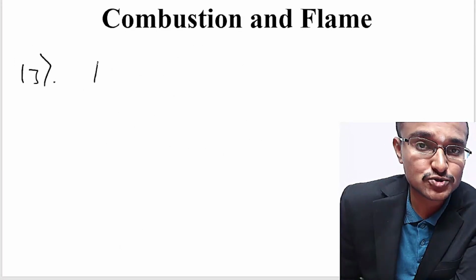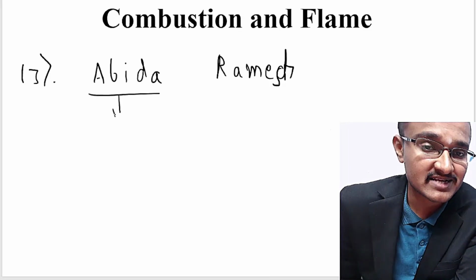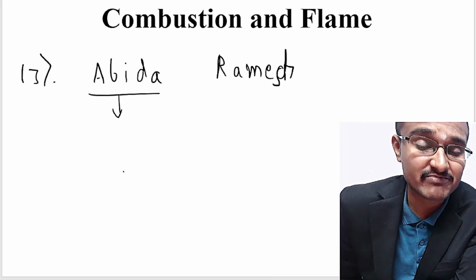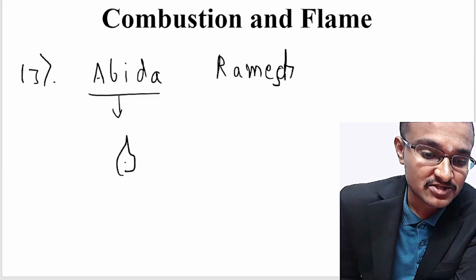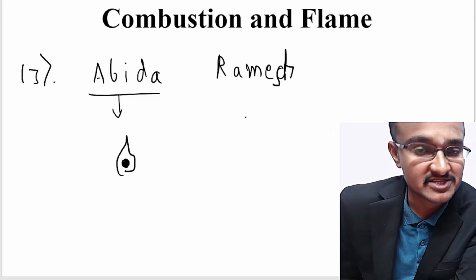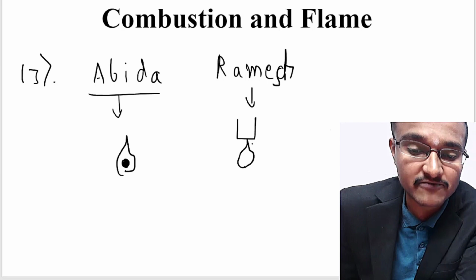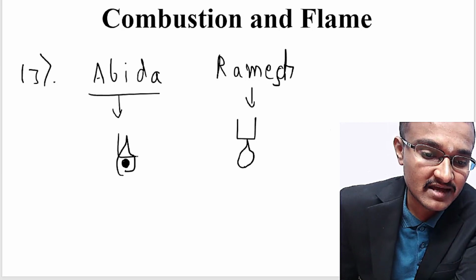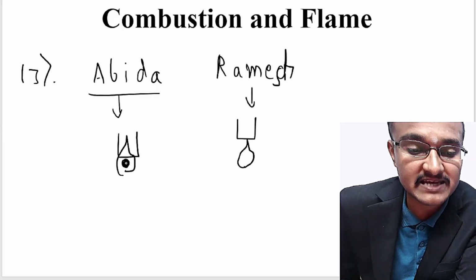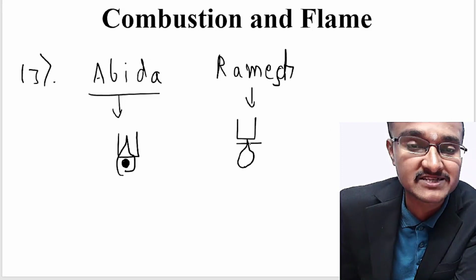13th question: there are two students named Abida and Ramesh. Abida takes water inside a beaker and places that beaker in the yellow part of the flame. The yellow part is the middle part of the flame. She keeps this beaker, which contains water, in the middle part, and Ramesh keeps his beaker on the outermost part of the flame. So Abida has one beaker kept at the yellow part of the flame, and Ramesh has one beaker kept at the outermost zone of the flame.